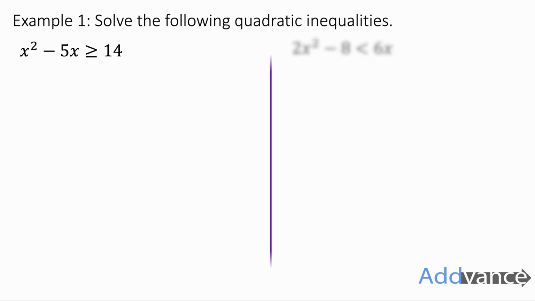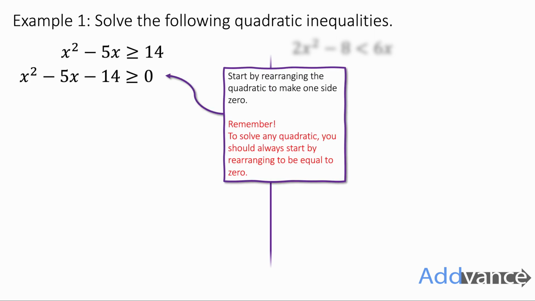X squared minus 5x is more than or equal to 14. We take 14 off both sides, and this gives us a 0 on one side. This is how you solve quadratics. If you're not familiar with solving quadratics, you need to revise that before we continue this video. I will link that at the top of the description below this video. However, if you are happy with solving quadratics, we can continue.